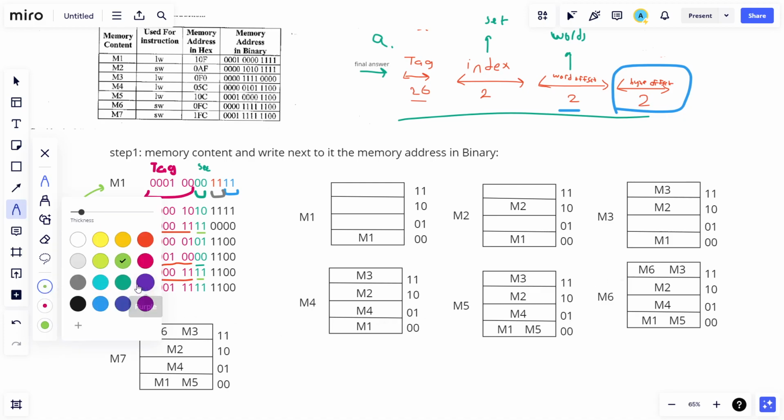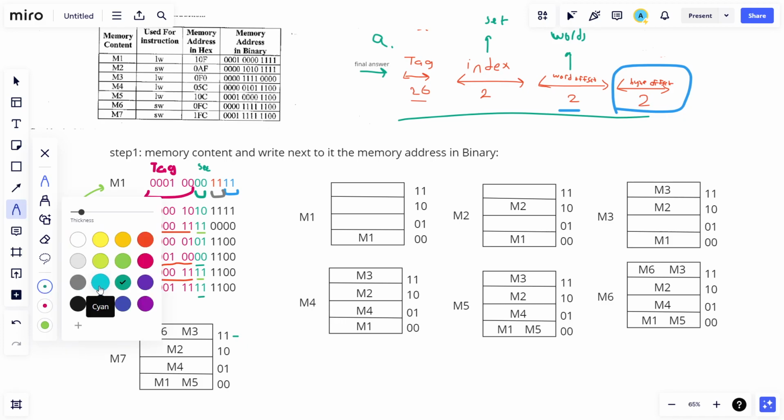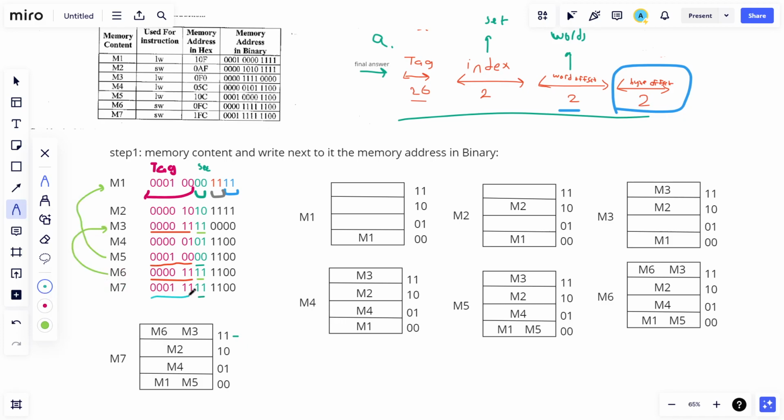First of all, as usual, we look at the set, which is 1, 1. So basically it should be here. But before we put it here, we need to check if the tag is the same, which is 1, 1, 1, 0, 0, 0. Oh, there is something different. We don't have the same tag. They are not equal. As you can see, the difference is 1 here and there is no 1 here.